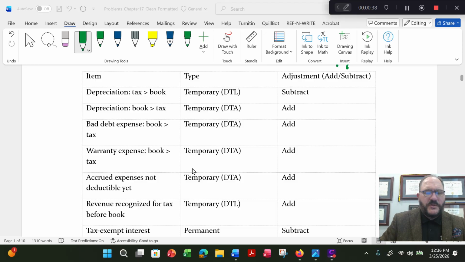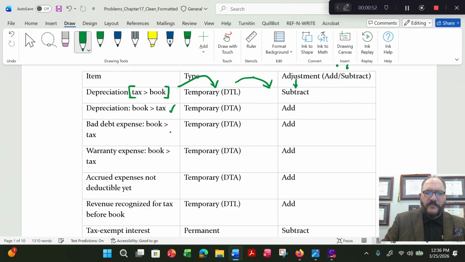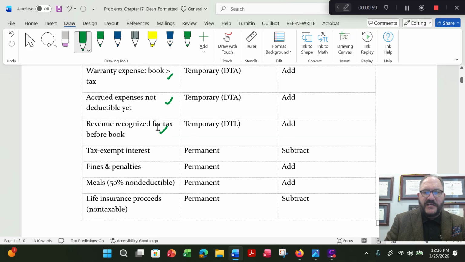tax differences. So notice here, if your tax depreciation is greater than your book, it makes a deferred tax liability, and you wind up subtracting off that to make the adjustment. Okay, and so basically here's a list of a bunch of different ones. By the way, this would definitely be handy for you to have when you go to take your test.